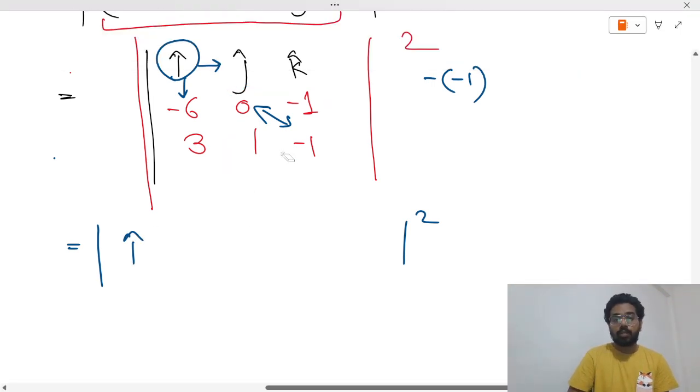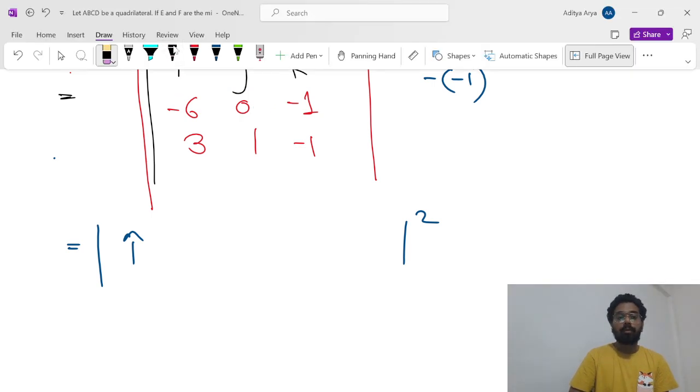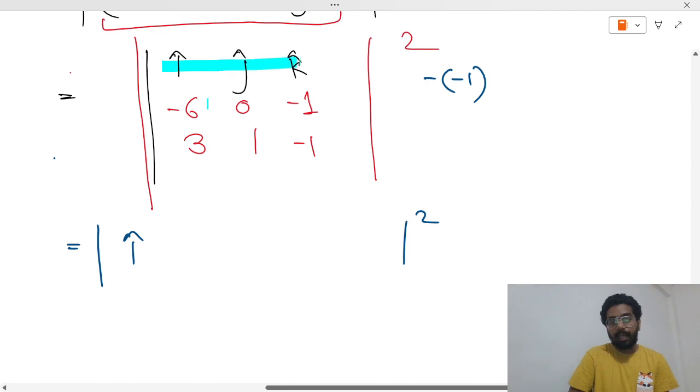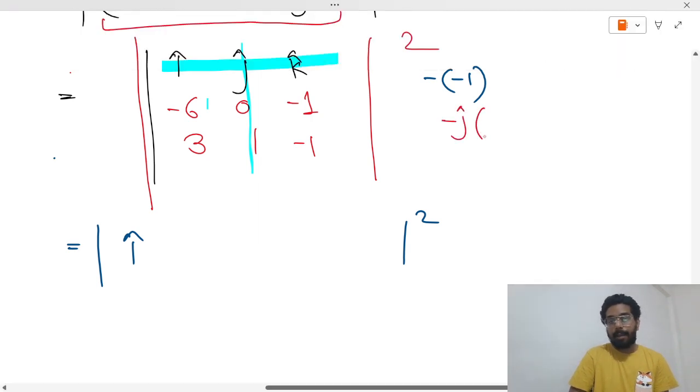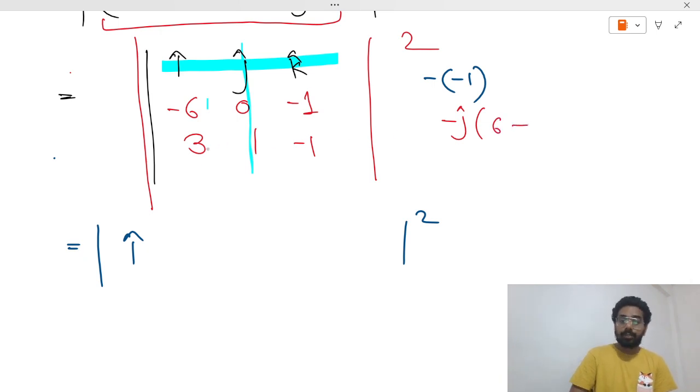Similarly, you will solve for j cap. Eliminate the row and column for j. What you will be left with is 6, minus 1, 3, and minus 1. So I'm writing over here minus j cap of minus 6 into minus 1 is 6, minus 3 into minus 1 is minus 3. You will have 6 minus of minus 3 is 9, minus j cap.